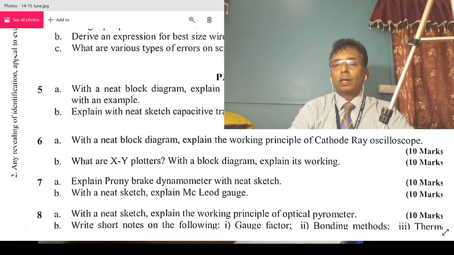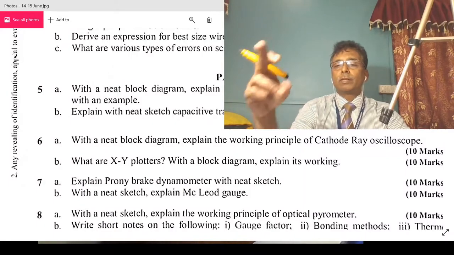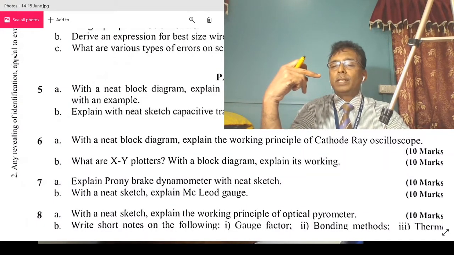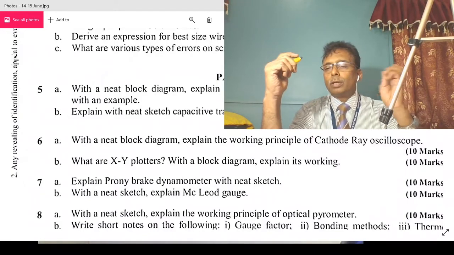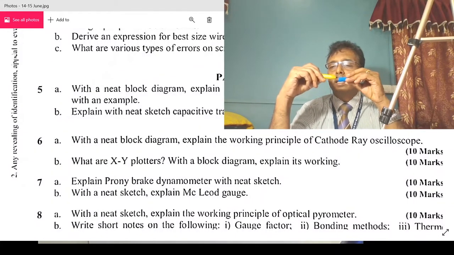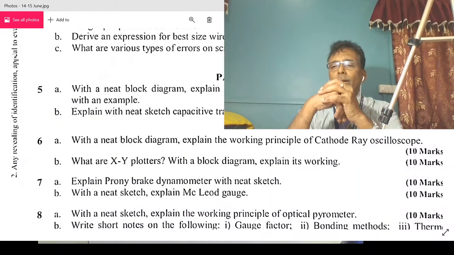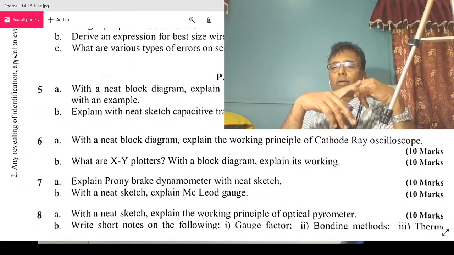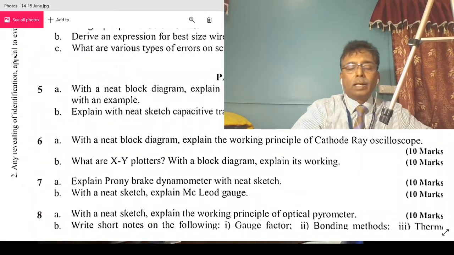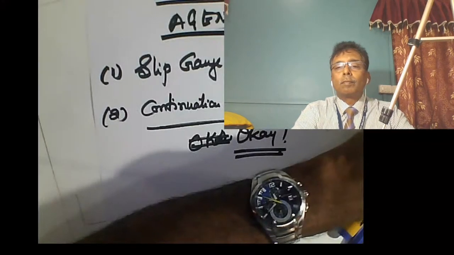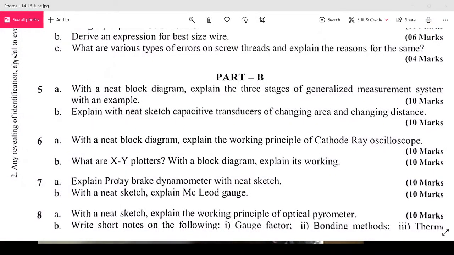Yeah, definitely we will look into this. Question number 7 you have discussed: Prony brake dynamometer with neat sketch, then explain with neat sketch MacLeod gauge. Both the questions can be solved very easily. I will upload that PDF file. I will showcase both by tomorrow 10 a.m. I will be ready with your question. Yes, so I will add that in the agenda.